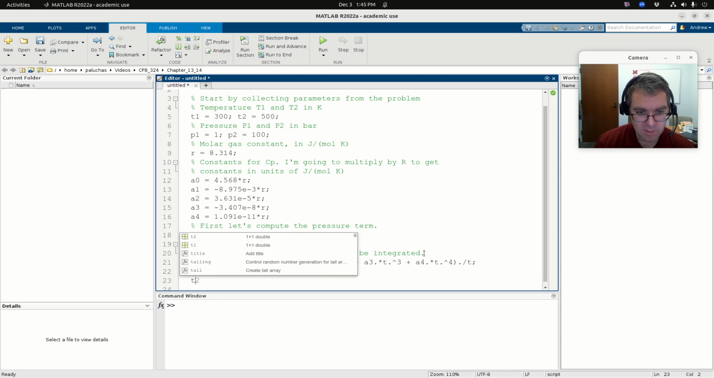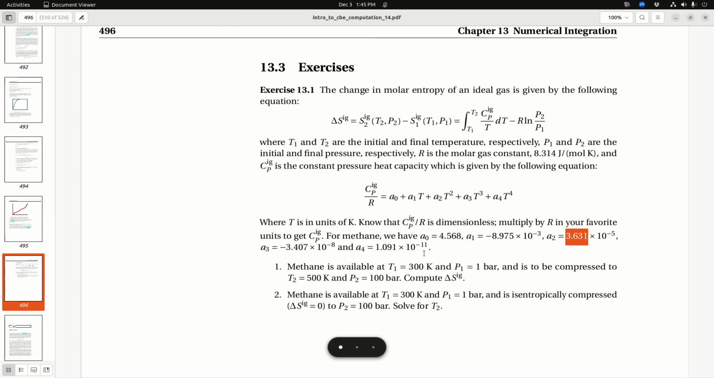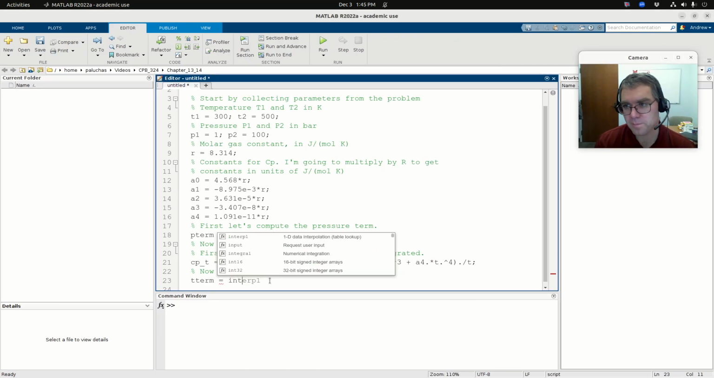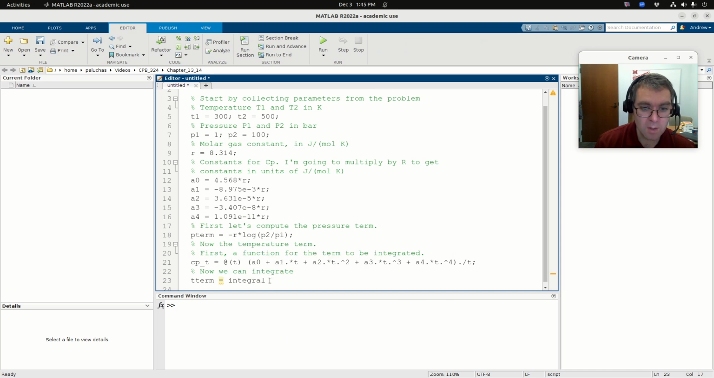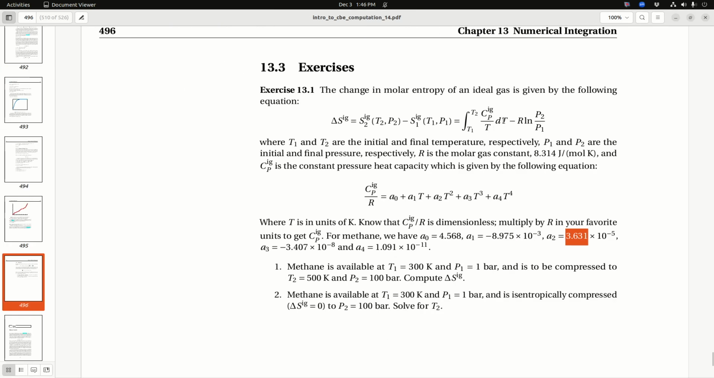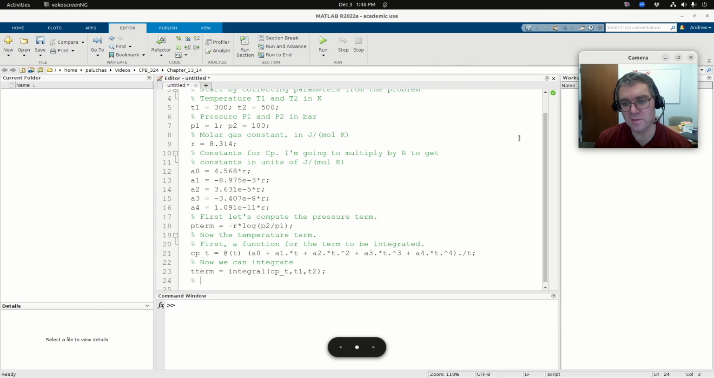I'll call this my t term, so now I have the integral of Cp over t, the anonymous function I just created, and I'm going to integrate from t1 to t2. So integral of Cp over t from t1 to t2. Again, the units of temperature dt and t cancel, so Cp is going to have my units of R. So my units work out.